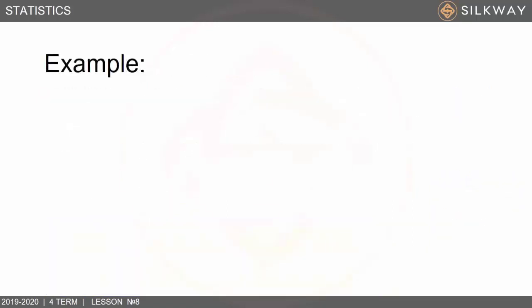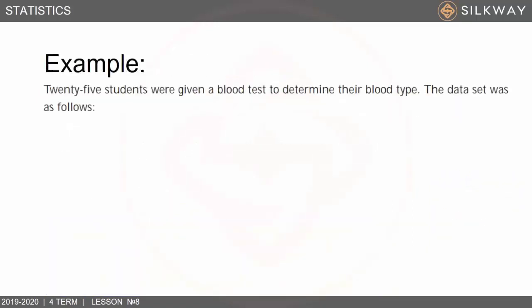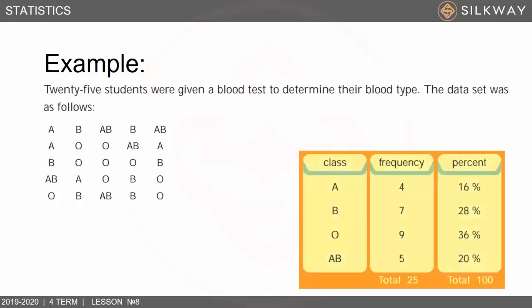Look at the example. 25 students were given a blood test to determine their blood type. The data set was as follows. Construct a frequency distribution table of the data and find the percentage of each blood type. Okay, there are 4 blood types, A, B, O, and AB. These types will be used as the classes for the distribution. The frequency distribution table is this.